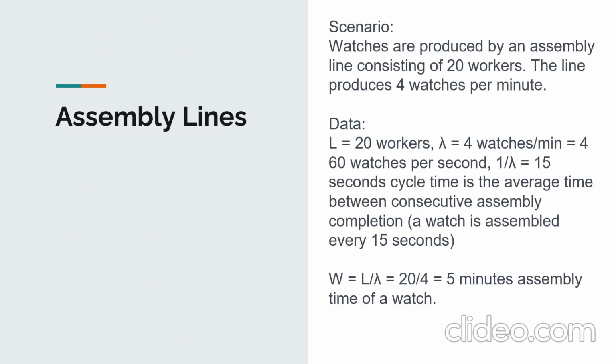Let's analyze an assembly line scenario. Watches are produced by an assembly line consisting of 20 workers. The line produces 4 watches per minute. We can see here that the rate is 4 watches per minute and L is 20. Hence, W is L by lambda, which is 5 minutes. We can also find out time taken to assemble one watch. It is simply the reciprocal of the frequency, which is 0.25 minutes or 15 seconds.